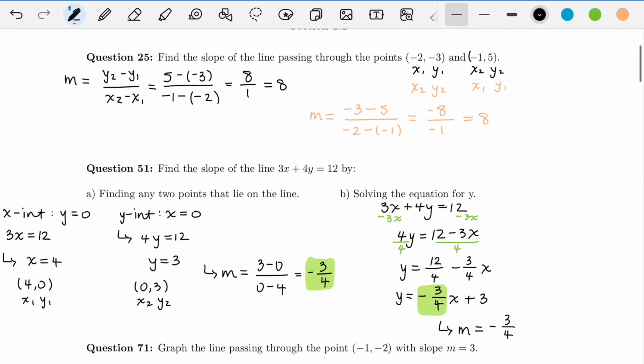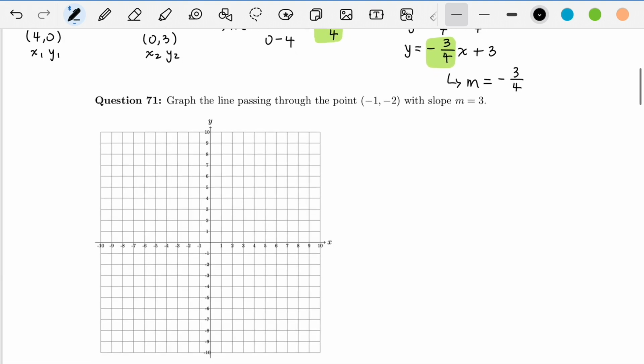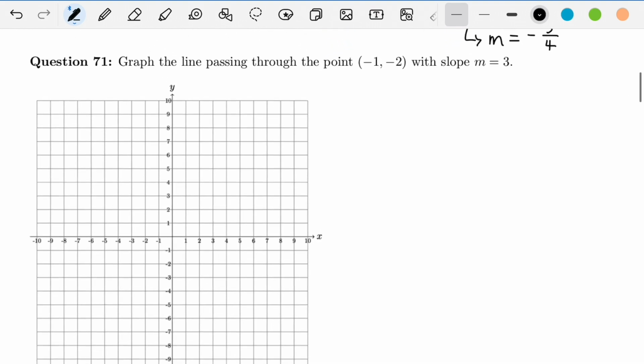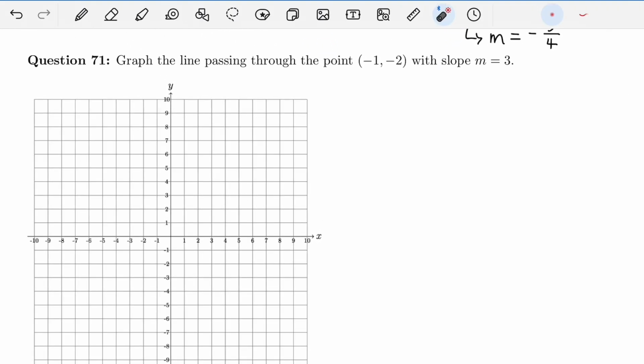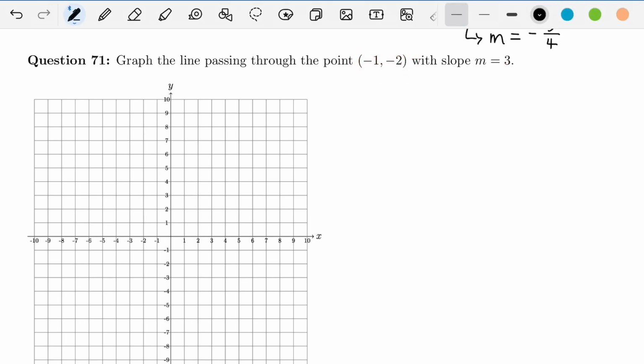All right, let's move on to question 71 here. So this is a graphing question. What we want to do is now graph a line, and this line is going to pass through this point and has this slope. So first piece of information is this point, so let's plot that. We have negative 1 comma negative 2, so that point's going to lie right here.